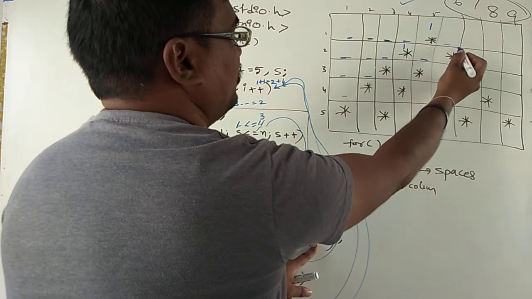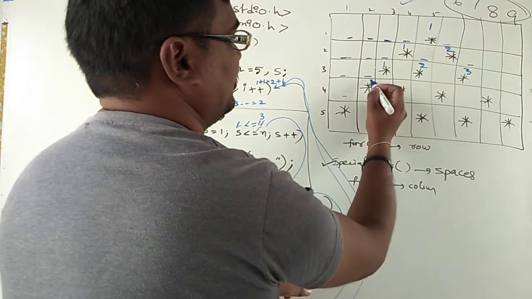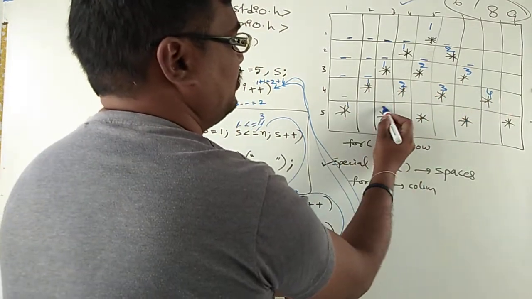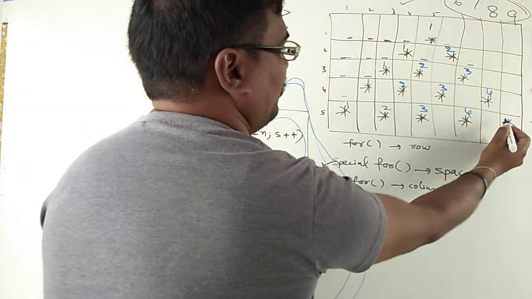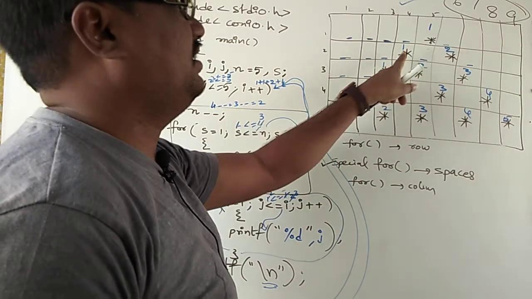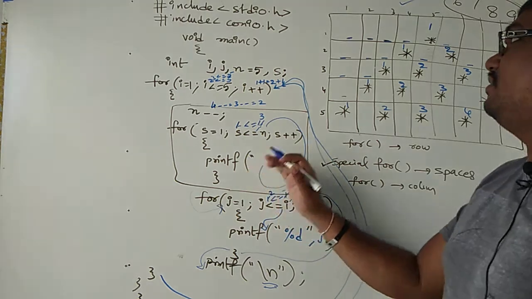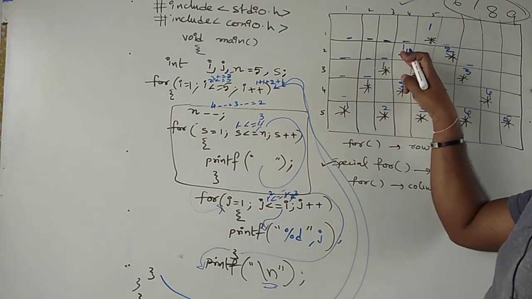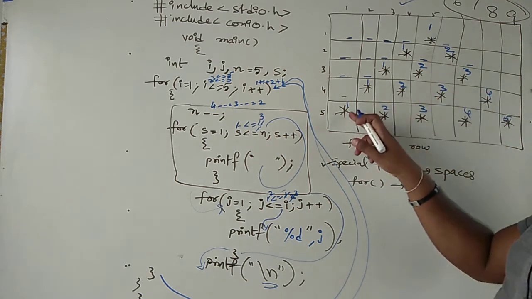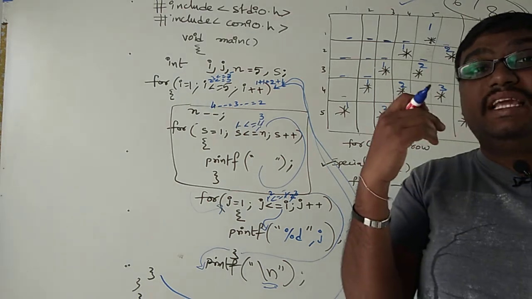Next 1 2, 1 2 3, 1 2 3 4, 1 2 3 4 5. The pattern is like this. In place of the stars, it is simply replacing the j value. It displays the 1, next time 1 2, next 1 2 3, 1 2 3 4, 1 2 3 4 5. Okay, how do I display another pattern?